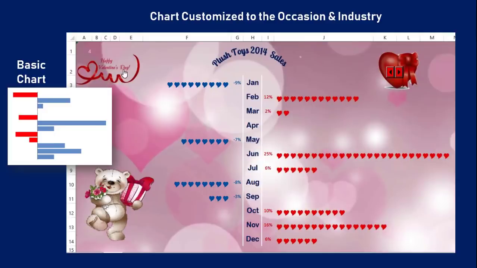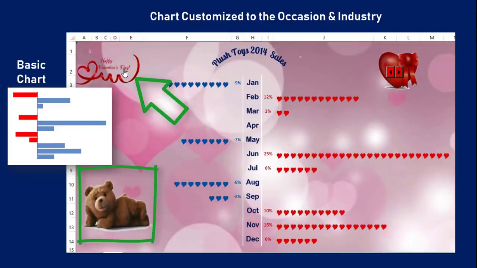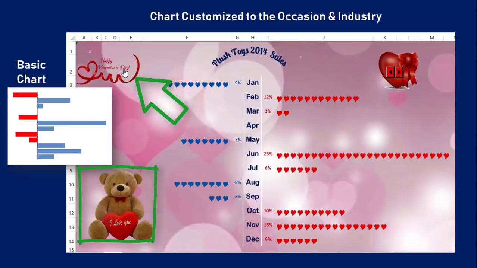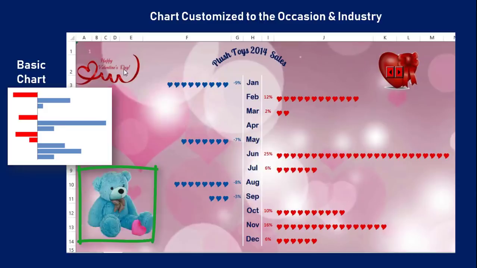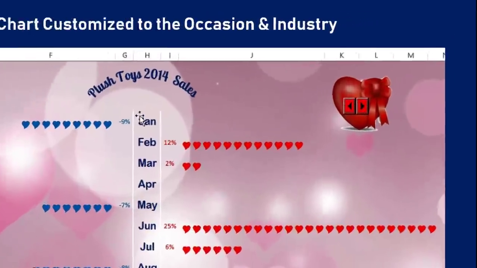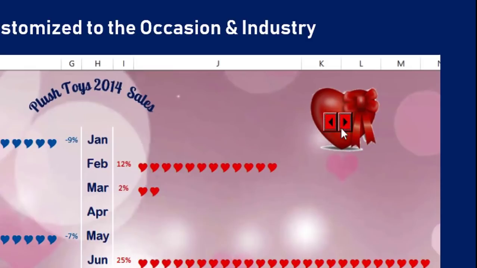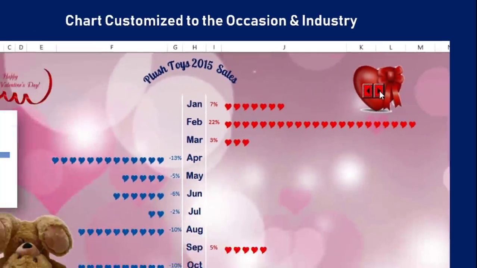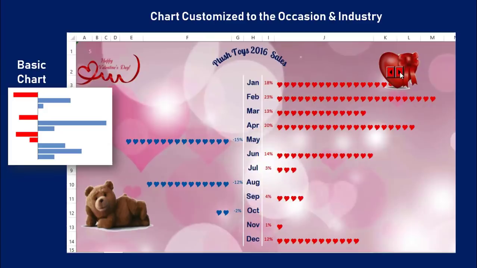I could change the beautiful teddy bear by clicking on the Valentine's Day logo. My title is also dynamic. While it says Plush Toy 2014 Sales, if I click on the spin button, I'm switching to another year's sales.